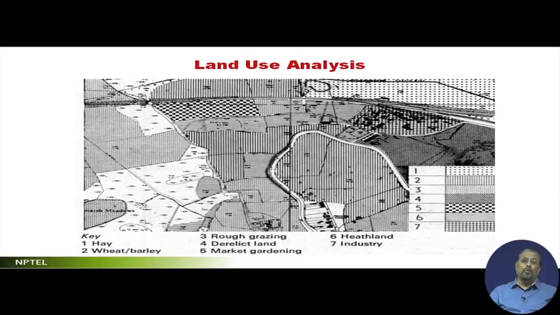The client comes to you with the plea: please design a landscape for me even if it has become derelict. The first thing you have to check is whether that derelict land is subject to any kind of legal restrictions. Can you convert that derelict land to a landscape project site? So the land use analysis is going to give you that idea.